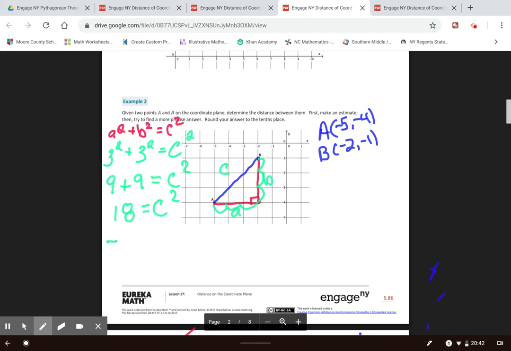So what I do now is find the square root of 18, and those are going to cancel out because the inverse of an exponent is the square root function. On my calculator, I type the square root of 18, and I get c equals 4.2 rounded to the tenth. So that means my distance between A and B is 4.2 units.